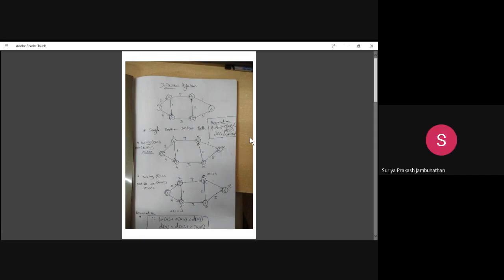So we are having a graph. The graph contains nearly 6 vertices, and we are having totally 1, 2, 3, 4, 5, 6, 7, 8 edges. Totally 8 edges and six vertices we are having. So in this given graph, what exactly we have to do?